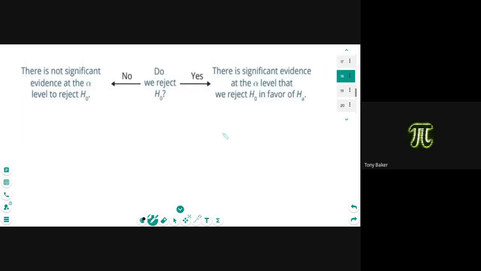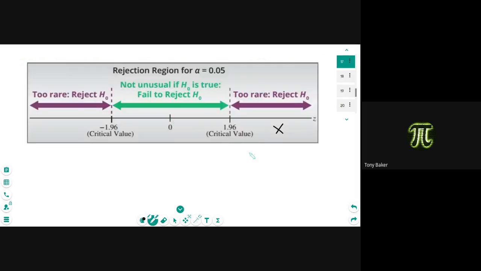So, do we reject the null hypothesis? In this case, yes, there's significant evidence at the significance level that we reject the null hypothesis in favor of the alternate hypothesis. It is going to change based on that significance level. We did this at a 0.05 significance level. That's where those ranges are. If we did it at a higher level, we might not have been able to reject it. So that's why that significance level is important.